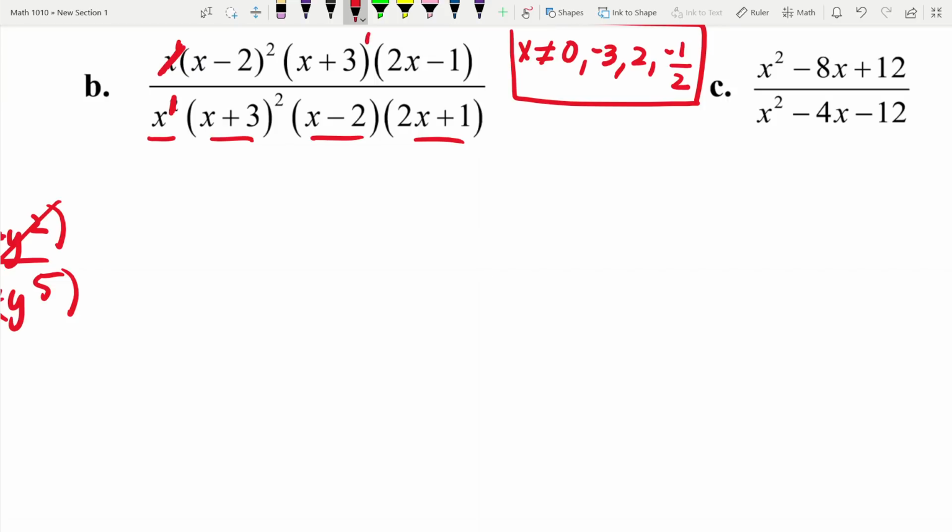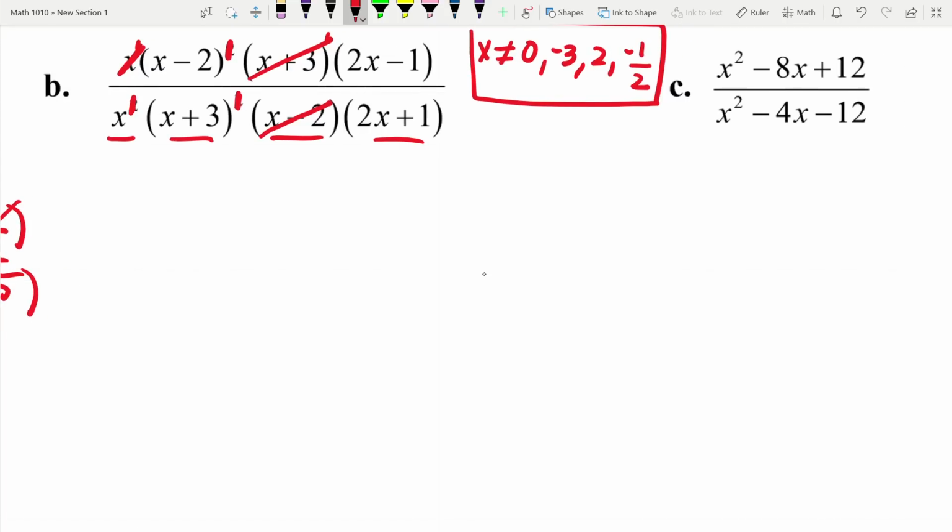I've got x plus 3 on top and 2 of them down there, so this guy will cancel and make them 1 right there. Okay, look at the x minus 2's. 2 on the top, 1 on the bottom. So the 1 on the bottom goes away, and that leaves 1 more on the top. And then the top has a 2x minus 1, the bottom has a 2x plus 1. Those are not going to cancel.